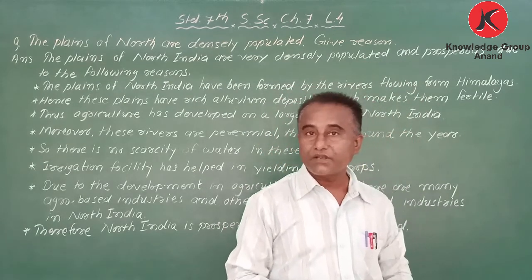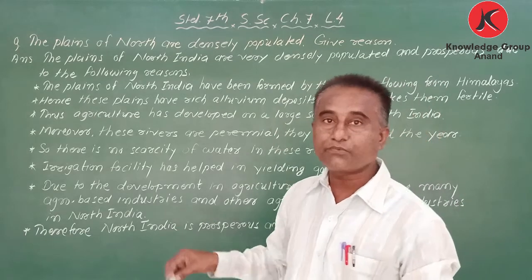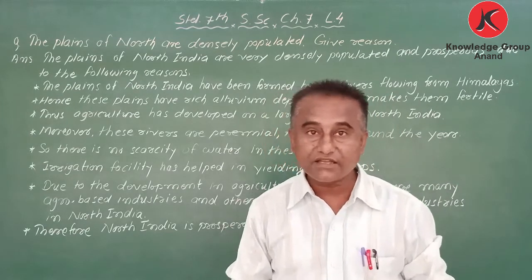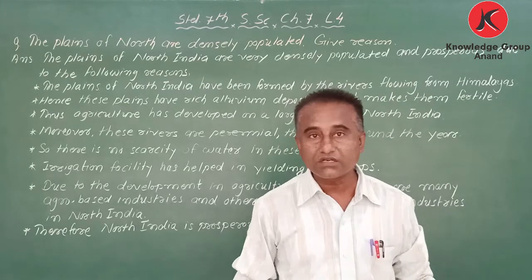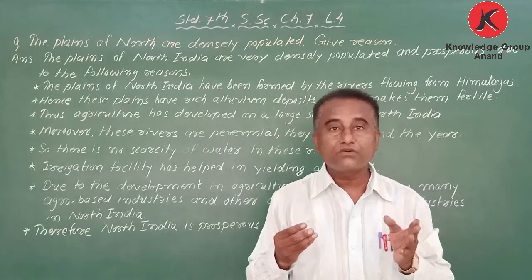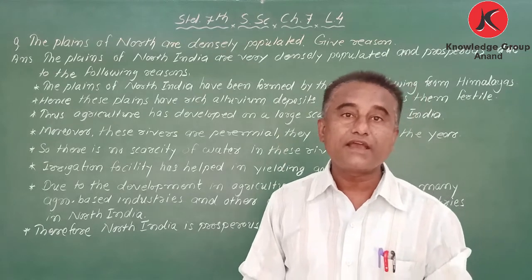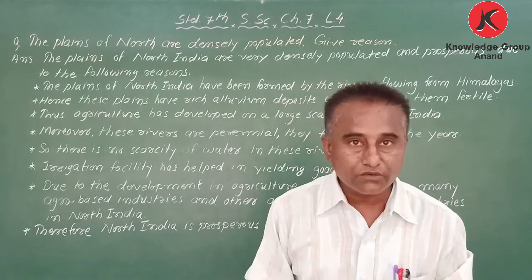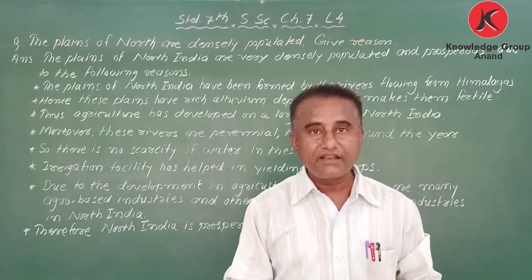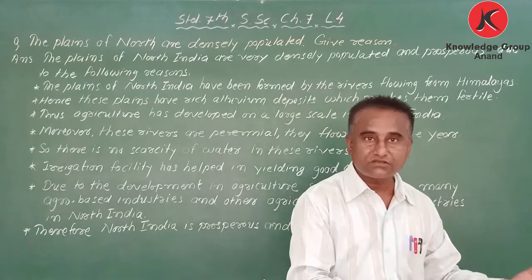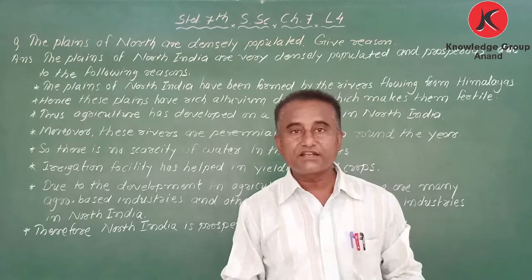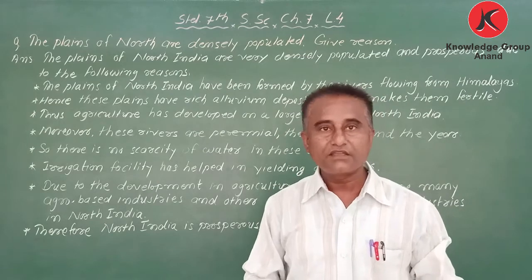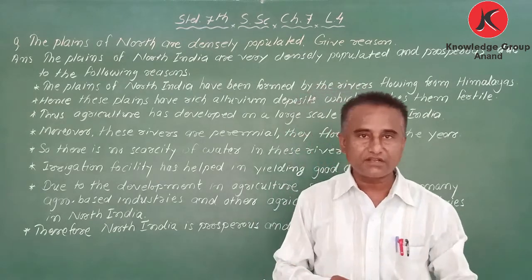My dear student, when I was explaining this point in the chapter, I said that most of the rivers in north start from the Himalayas. Around the year they have water. They are called perennial rivers. Because of that they have good alluvium, meaning fertility. Because of the good fertility, crops can be grown abundantly. Because of agriculture, many industries are established there, and that is why they are densely populated and prosperous also. Got it? I am just giving a short answer.